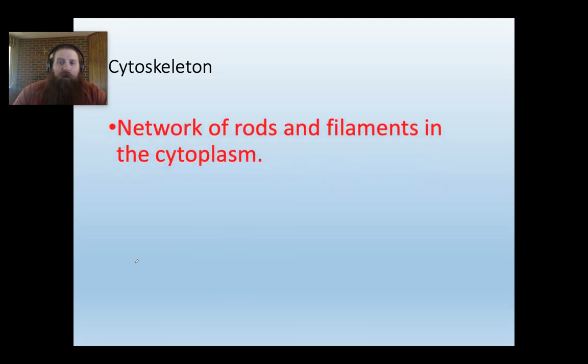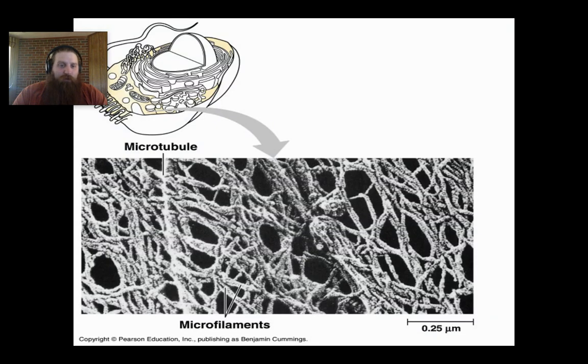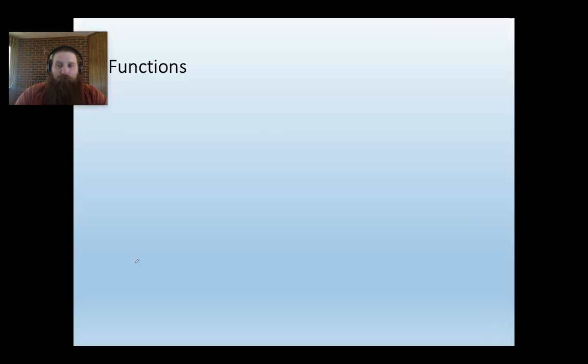All right, the next organelle we want to look at is the cytoskeleton. It's a bunch of rods and filaments that kind of form a network inside the cytoplasm. You can see a really zoomed in view of them here on this microscope image. Okay, and they are found in the cytoplasm. So the cytoplasm is not empty. It's not just jelly with nothing in it. There's something there. It's this microtubule, microfilament and intermediate filament cytoskeleton.